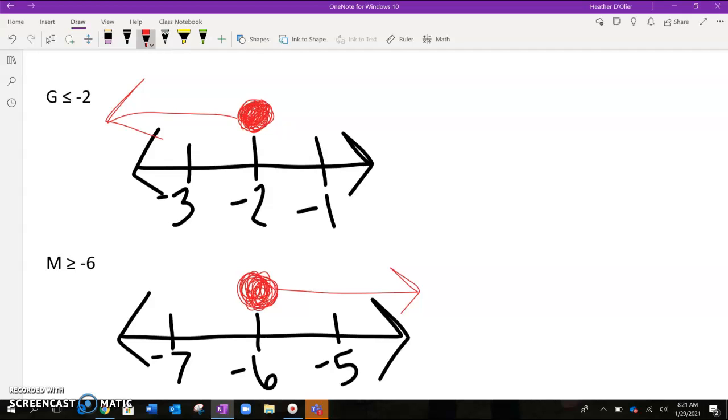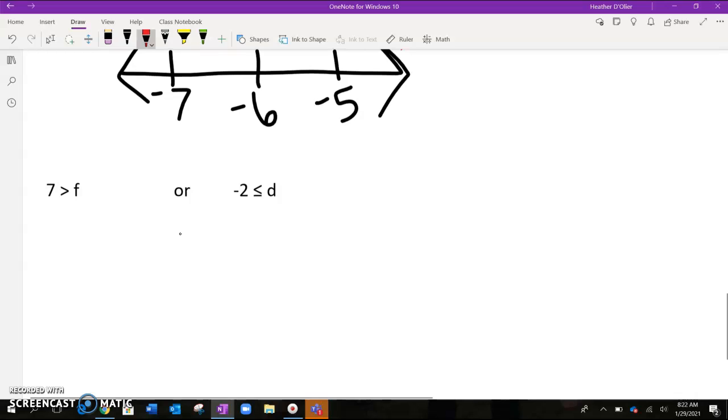Okay, so those were them when the inequalities were written. I don't want to say correctly because the other way isn't incorrect, but they were written in an order that makes sense. Sometimes they're not though. Sometimes they're written backwards and the order doesn't make as much sense. So this one right here, it says 7 is greater than f. So I'm talking about in relation to 7, not in relation to f.